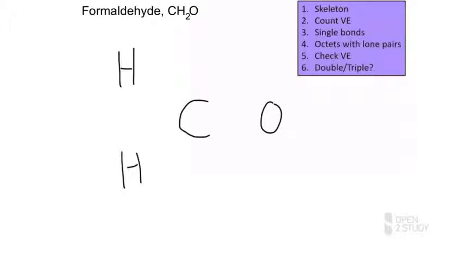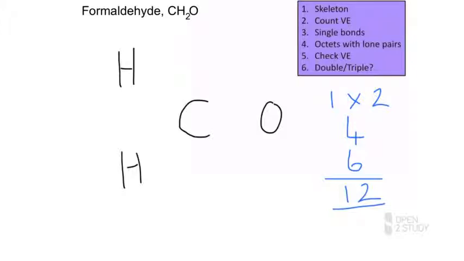The next step is to count the number of valence electrons that we have available to us. So we go back to our periodic table. Hydrogen is in group 1, so that's 1 valence electron, and there are 2 of them. Carbon is in group 4, that's 4 valence electrons. Oxygen is in group 6, that's 6 valence electrons. Add them up, and we've got 12 electrons in total that should be in our final Lewis structure.